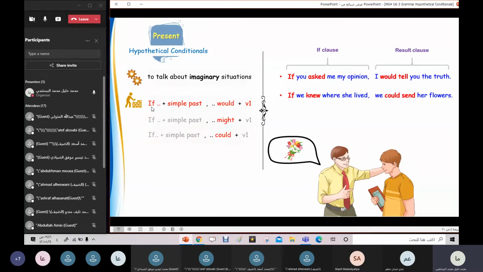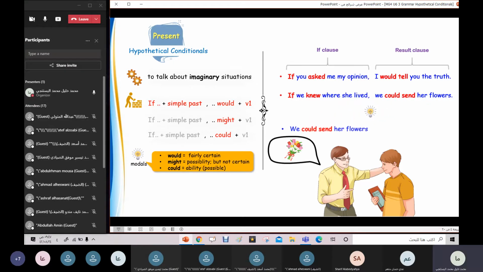We use if with the simple past. You realize here the if clause has what? If plus verb to. The result clause would be what? Would or might or could plus the infinitive without to. Here, the modals. Would refers to what? To fairly certain. Might, possibility, but not certain. Could refers to what? To ability.